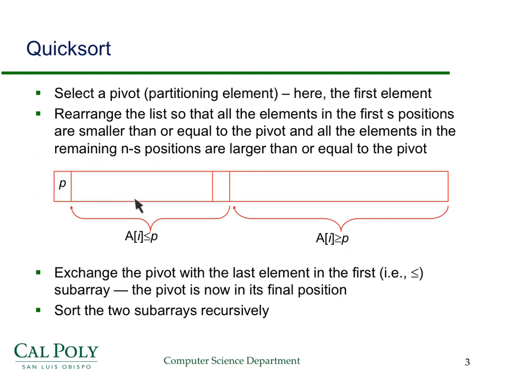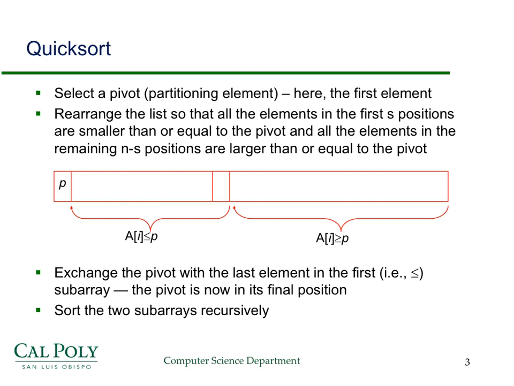And basically then you do the partitioning, which takes the list and puts all the things that are less than or equal to P, the partitioning element, in the front of the list, and all the things that are bigger than or equal to P in the back of the list. And then you exchange the pivot with the last element that's in the front part of the list where the elements are less than or equal to P. So you end up with elements that are less than or equal to P, P, and elements that are bigger than or equal to P. And then you sort the 2 subarrays recursively. So you call quicksort again, and it does it over and over again.